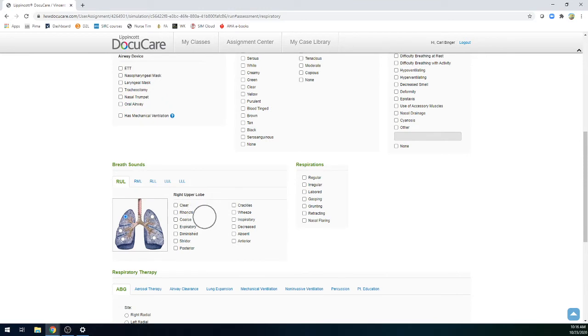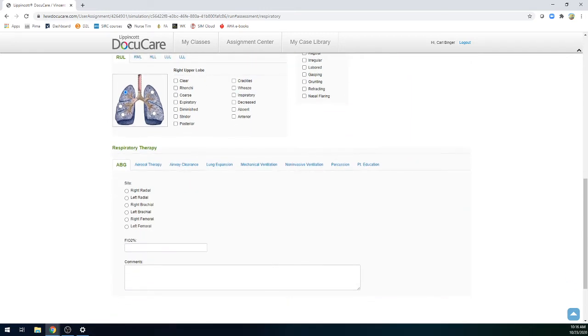All my breath sounds that I heard when I was auscultating each time, when I first got him, after a treatment, when he complained of chest pain, after the chest tube insertion. Okay? Respiratory therapies. So I know some said that they put it in and for some reason it didn't show up. I will look further into that and look for the ABGs.